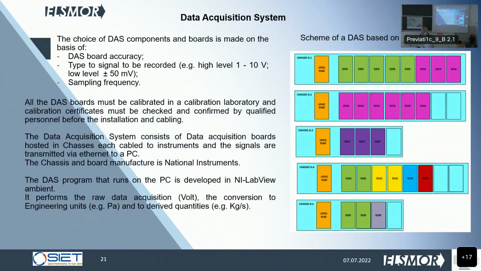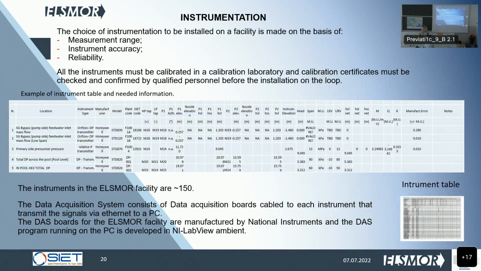Okay. Now, once we have defined the loop, I mean, the steel piping and so on, we need to proceed to the choice of instrumentation and data acquisition system. Okay, so concerning instrumentation, how do we choose instruments for an experimental facility? We have some basis to define the instruments.